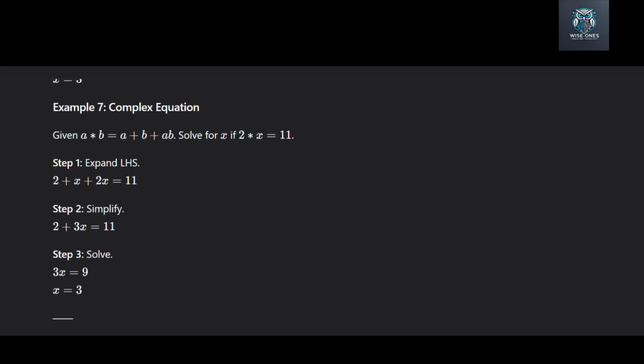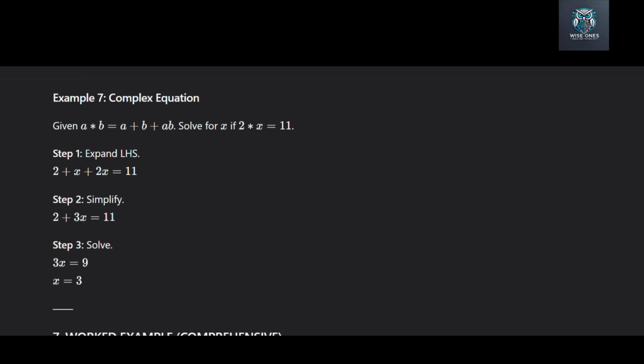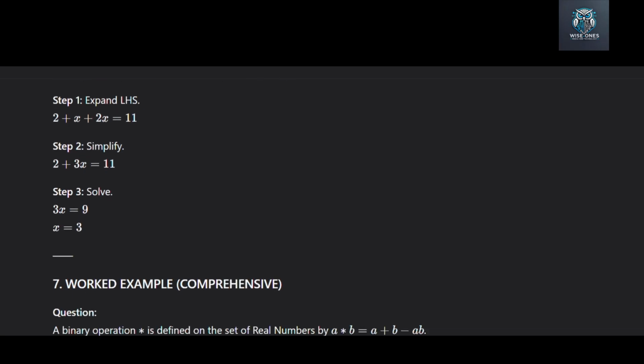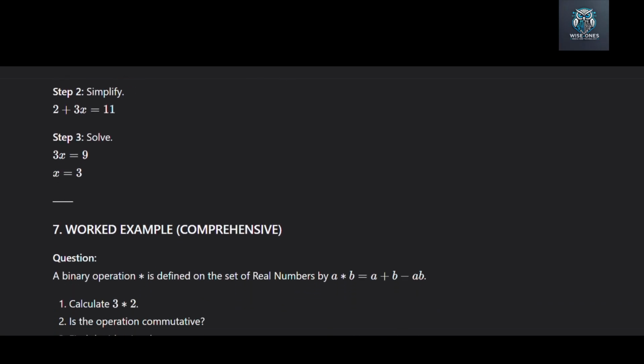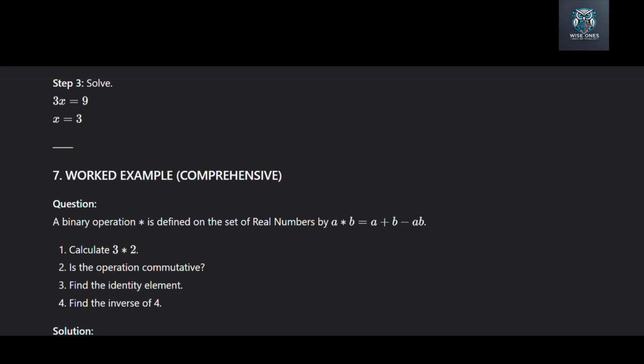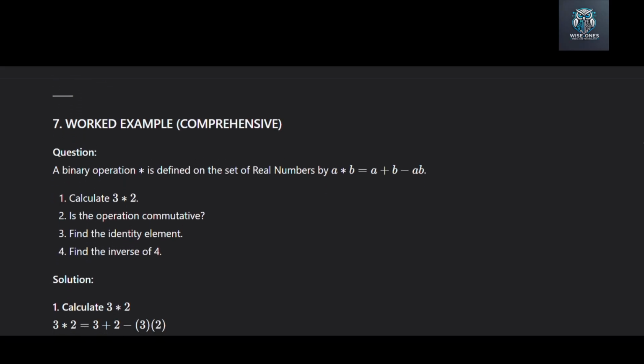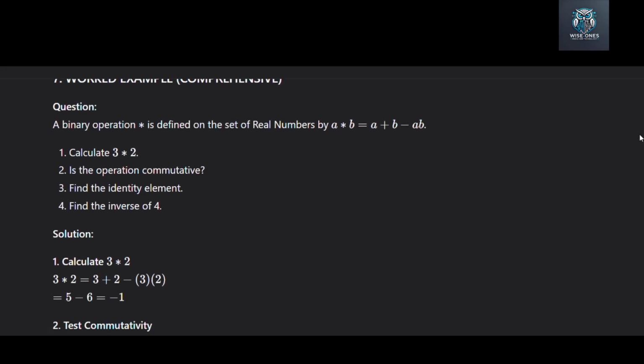Now we will do a comprehensive worked example. This brings everything together. Question. A binary operation star is defined on the set of real numbers by A star B equals A plus B minus A times B. Part 1, calculate 3 star 2. Part 2, is the operation commutative? Part 3, find the identity element. Part 4, find the inverse of 4.